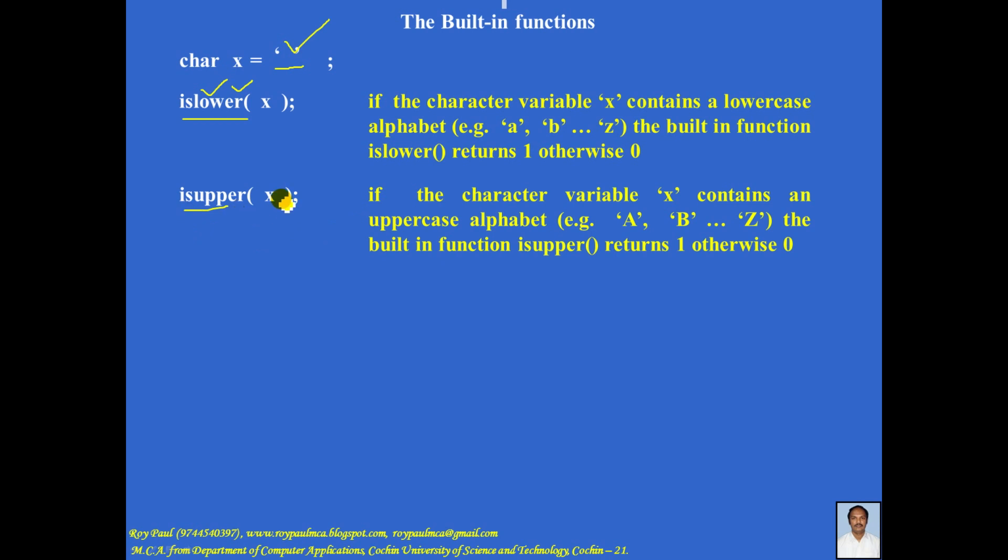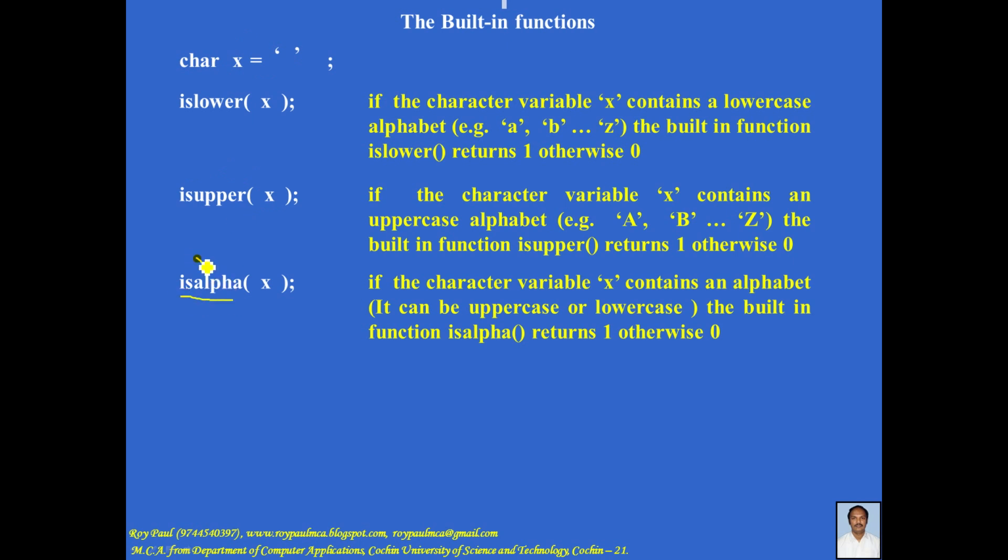Next one, isUpper. If this character variable contains an uppercase alphabet, capital A, capital B, etc., this function returns 1, otherwise the function returns 0. So suppose x contains capital A, an uppercase alphabet, so the function returns 1. Suppose x contains small a. The small a is not an uppercase alphabet, so the function returns 0. Suppose x contains 0, the function returns 0 as the answer. Suppose x contains @, the function returns 0 as the answer. Suppose x contains character constant space, this function returns 0 as the answer.